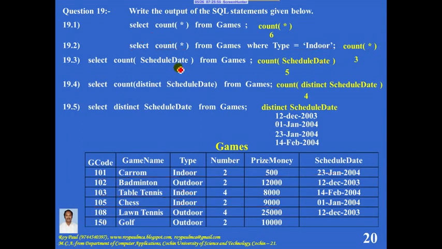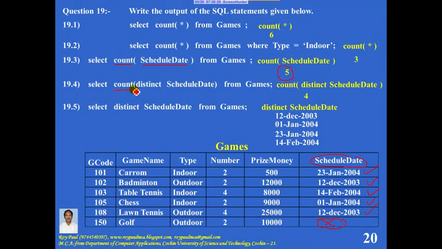The third form of count function. Along with count function, if column name comes, the missing entry in that column will not be counted and all the remaining data items will be counted. So remaining data items, 5 data items are there because 1 is missing entry and hence the answer is 5.